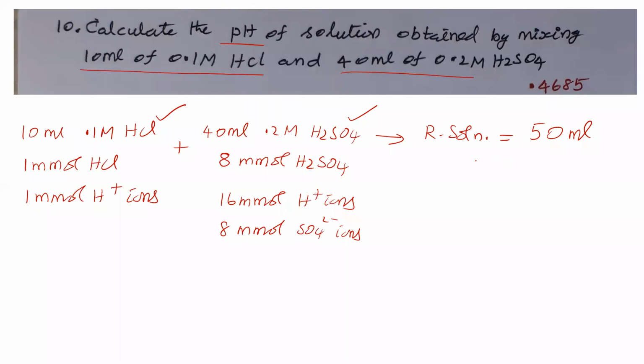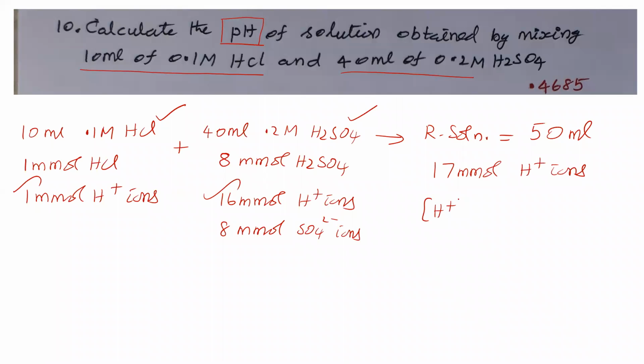Then in the resultant solution, how much H plus ions are present? Why are we considering H plus ions? Because we want to calculate the pH of the solution. Here 1 millimole is present, and here 16 millimoles is present. Therefore, 17 millimoles of H plus ions are present in the resultant solution.